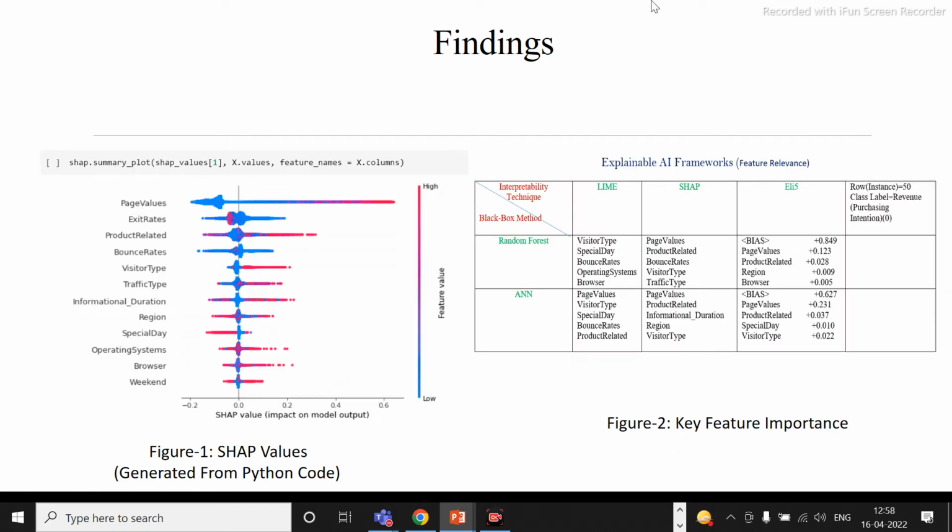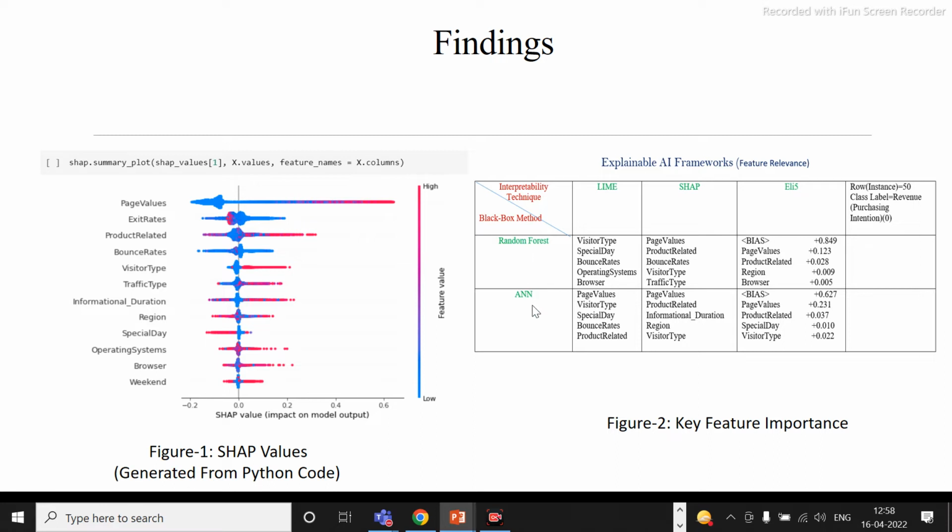The key finding in my case is that I have used three different interpretable techniques: LIME, SHAP, and ELI5, which is also a Python library. These three techniques I have used on two black box methods. One is ANN, artificial neural network, and the second one is random forest.